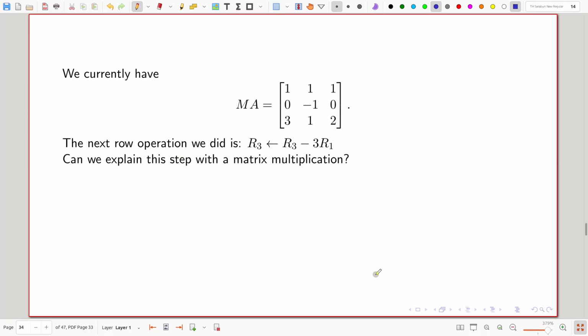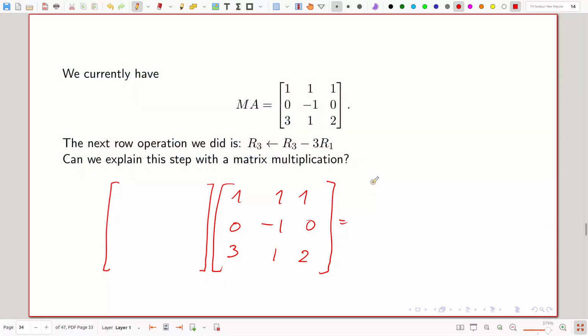Okay. So for the next step, we would like to eliminate the last row. How can we do that? We have this matrix that we've got so far: 1 1 1, 0 minus 1 0, and then 3 1 2. We want to find a matrix such that after you multiply it, the first row remains the same, 1 1 1, the second row remains the same, 0 minus 1 0, but the third row is going to be the third row minus 3 times the first row. So let me fill in the easy part: 0 0 1, 1 0 1.